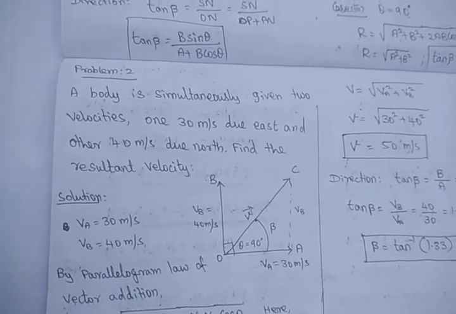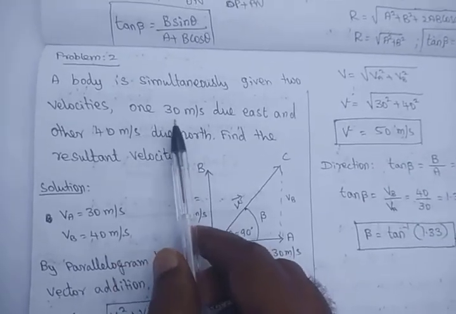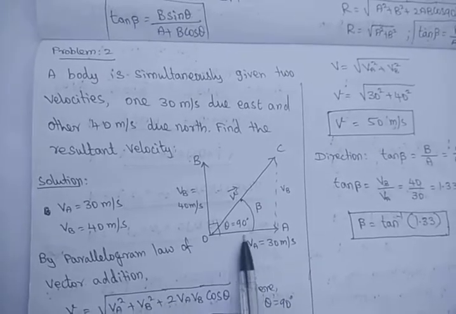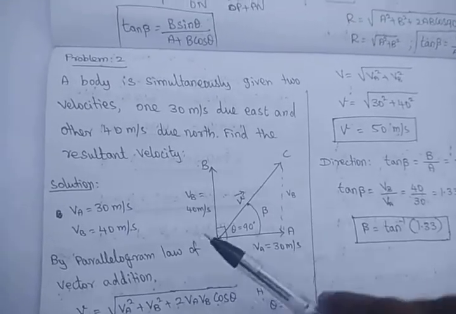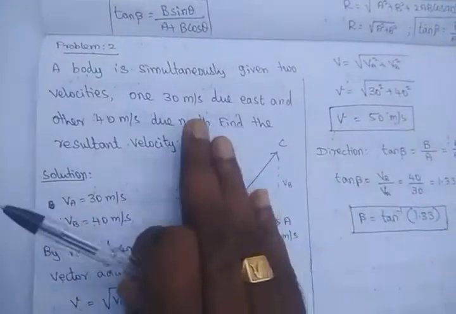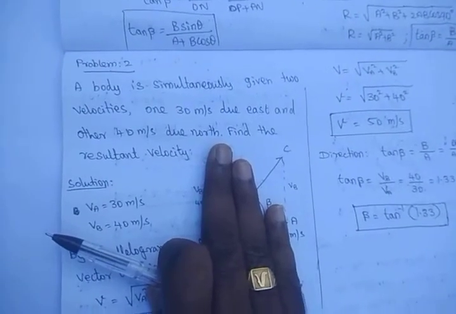At the same time, two velocities act on it: one is 30 meter per second due east, so one velocity is 30 meter per second in this direction. Then the other one is 40 meter per second in the north direction. The picture is not given in the question, but we have to draw it after reading the question clearly.